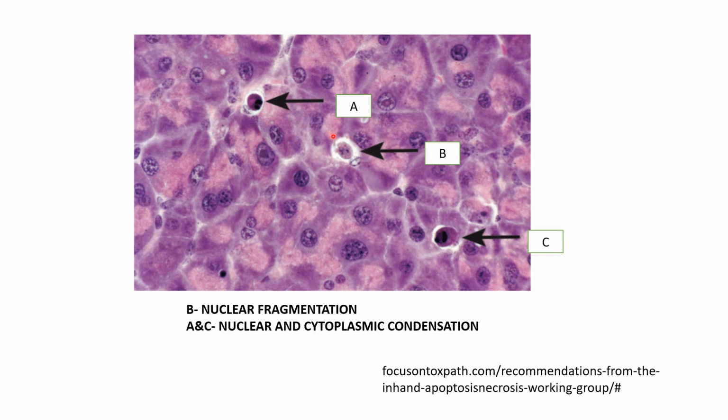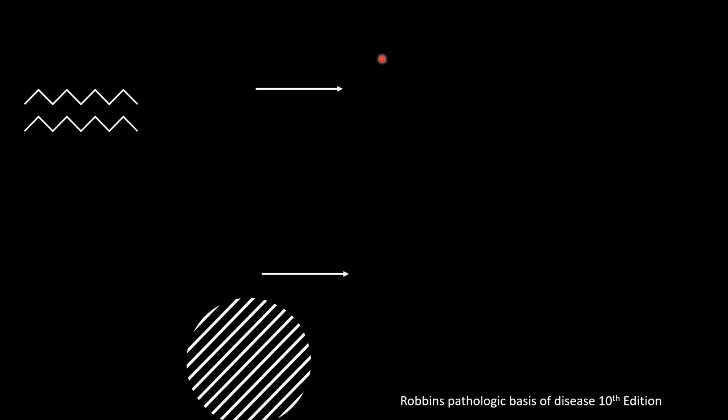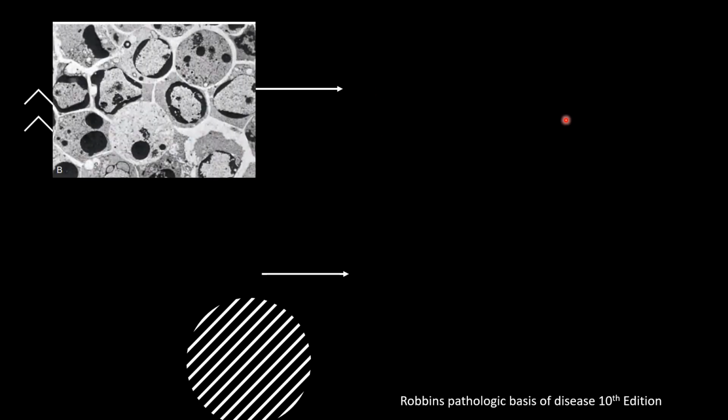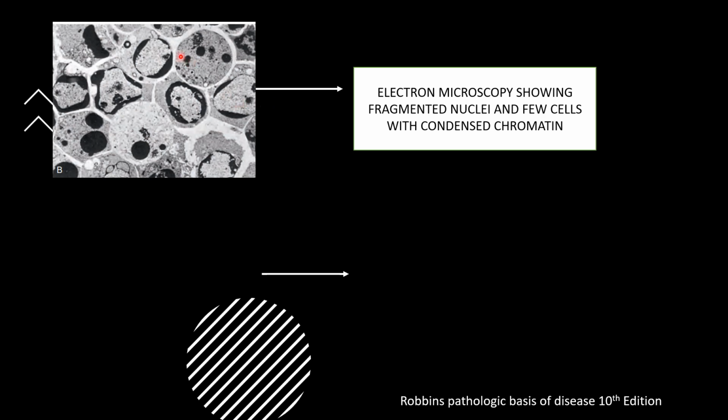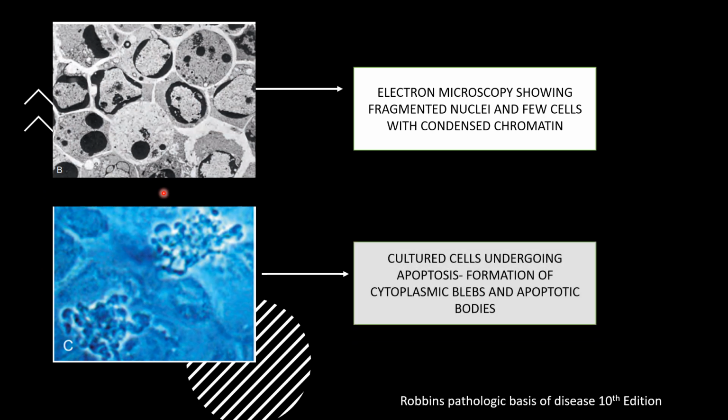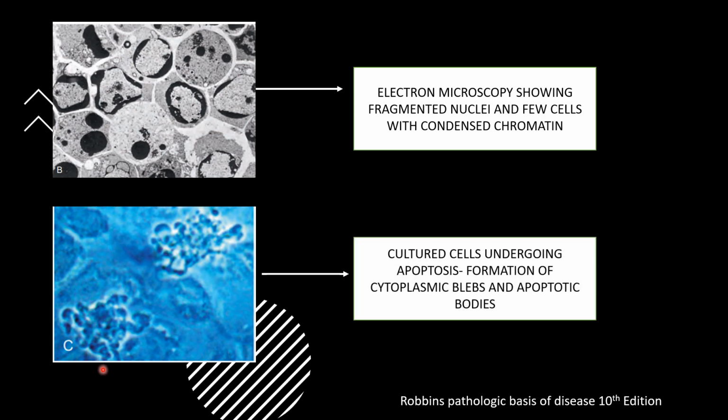In B, as you can see here, the nucleus has broken apart into small nucleosomes, and this is called nuclear fragmentation. These are the three most characteristic features of apoptosis. To give you all a clearer picture of what happens during apoptosis, this is an electron microscopy photo. As you can see here, many cells show condensed chromatin, as well as fragmented nuclei into nucleosomes. This is a photo of cultured cells undergoing apoptosis. As you can see here, cytoplasmic blebs are formed and these are all apoptotic bodies.